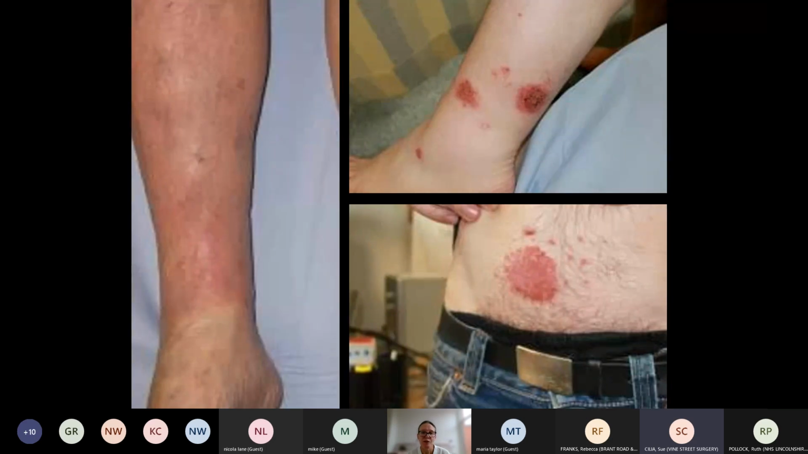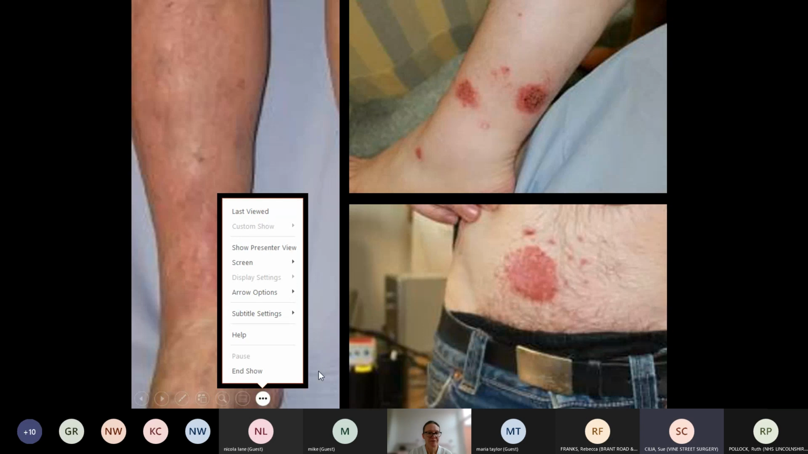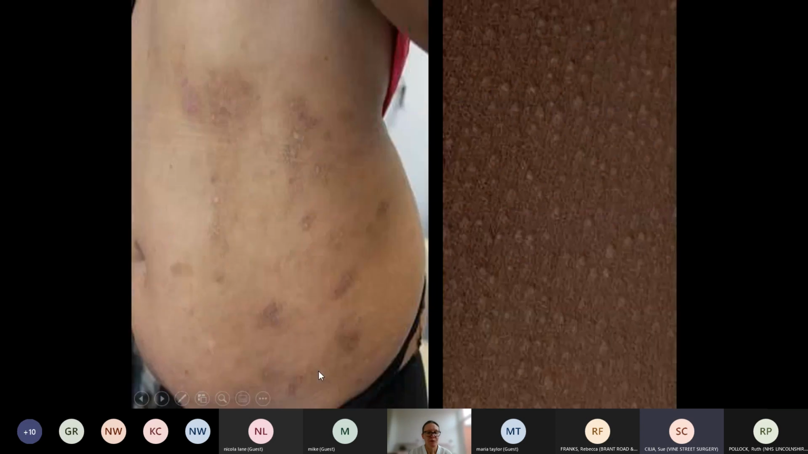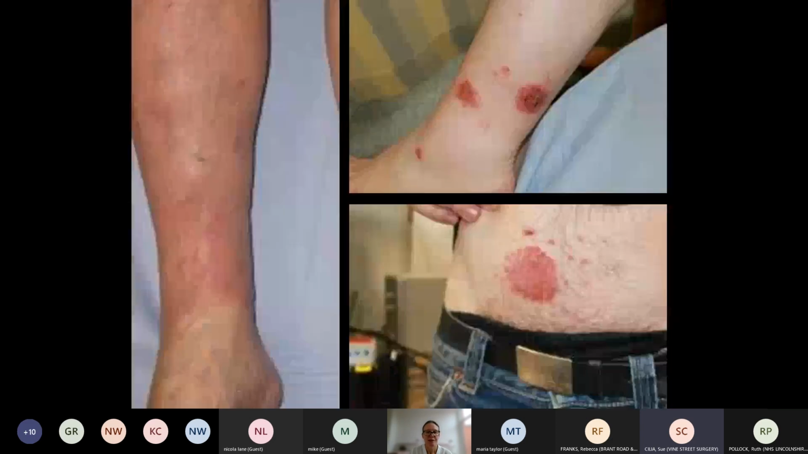So these are also pictures of eczema. This isn't atopic eczema. These are different kinds of eczema. Anyone want to tell me what they think the one on the left, the leg? What kind of eczema is that? Oh, sorry. What kind of eczema is that?